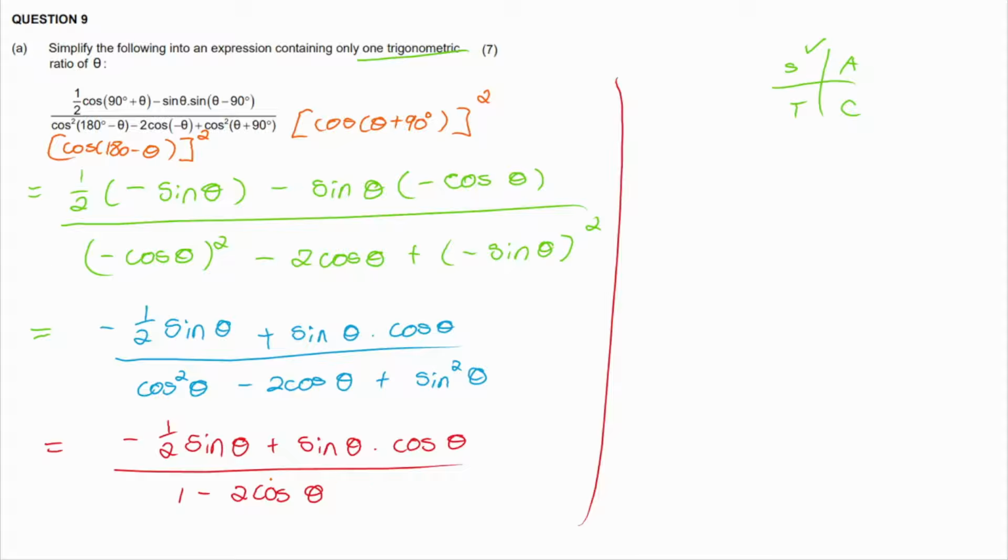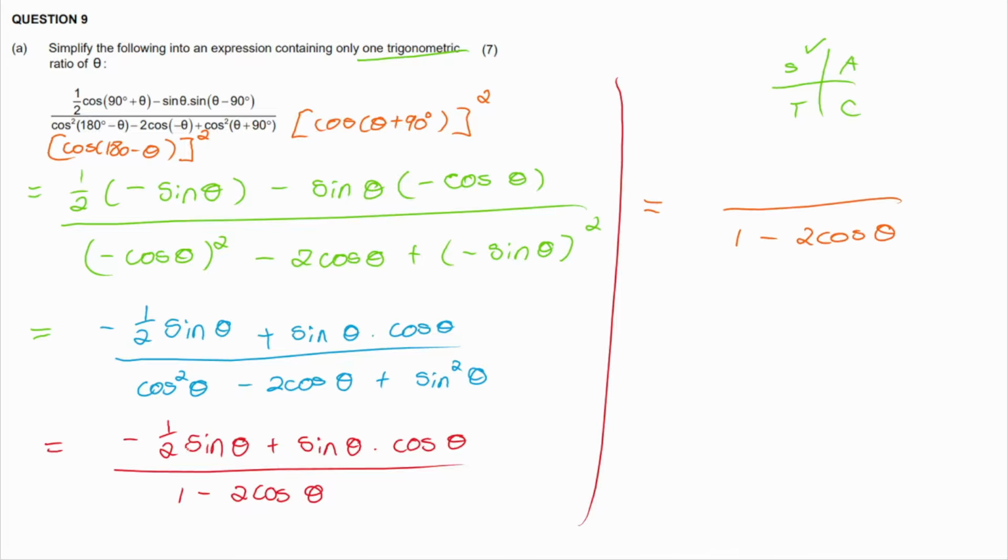Okay, so the bottom denominator is going to be a bit of a guide. We want things to cancel at the top. What we're going to do is try and make a bracket at the top that's going to cancel with the denominator. So I'm going to write the denominator first, 1 minus 2 cos theta.